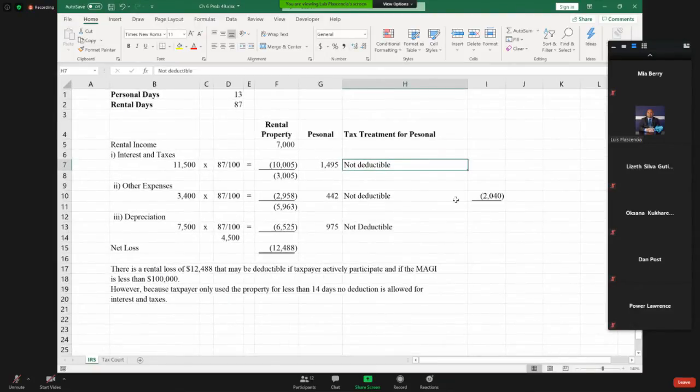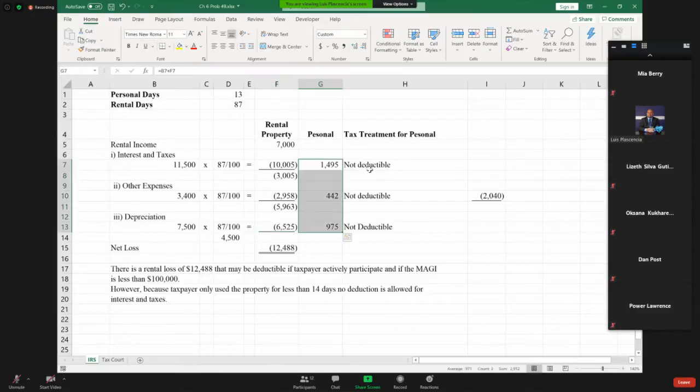So it gets a bit tricky here. Keep in mind that they used it personally less than 14 days. So this is what happens in this case. It's allocated by 87 over 100 for everything on the rental side. From the personal side, it's the reciprocal, 13 over 100. So 87 over 100 gives 10,005 deduction for AGI as a rental property. Other expenses are like 2,900 and change. Depreciation is 6,525. Whatever is left over is personal.